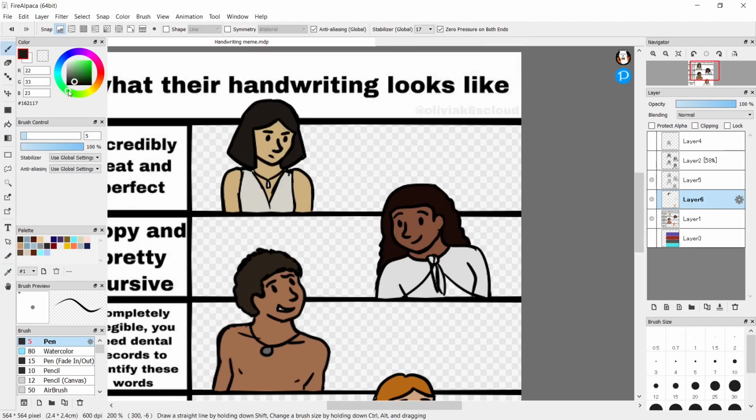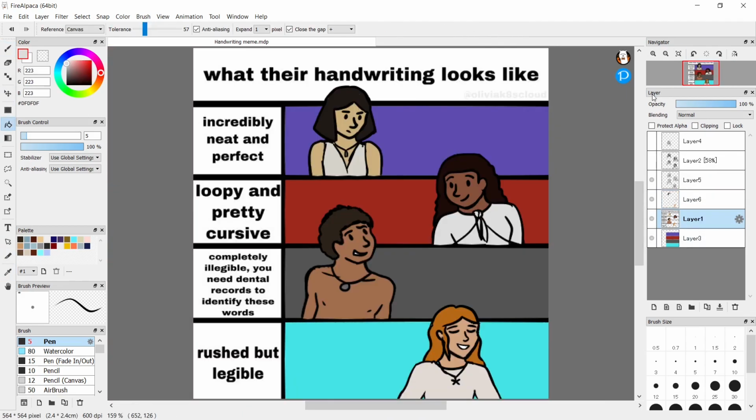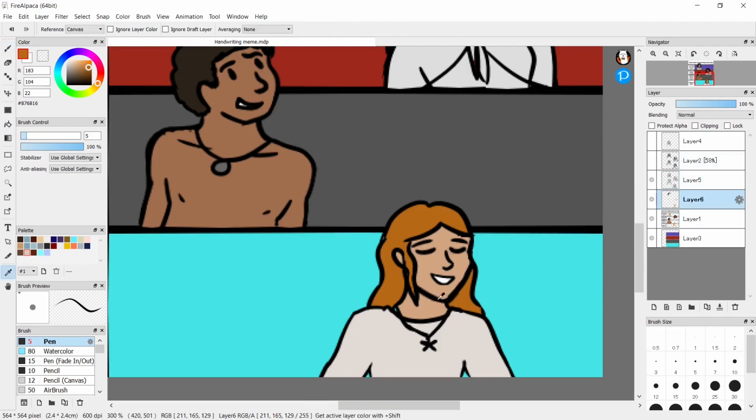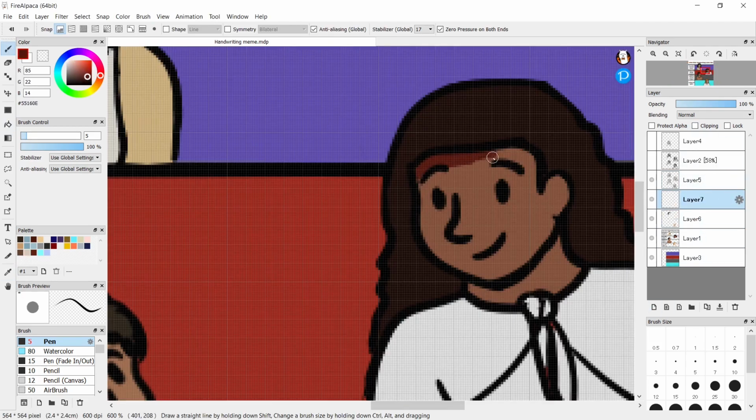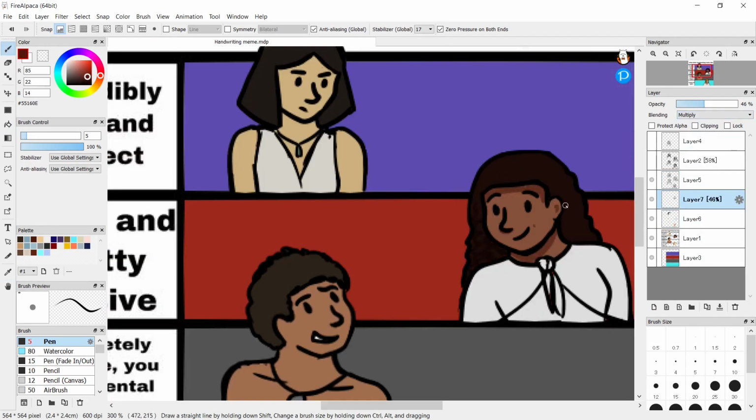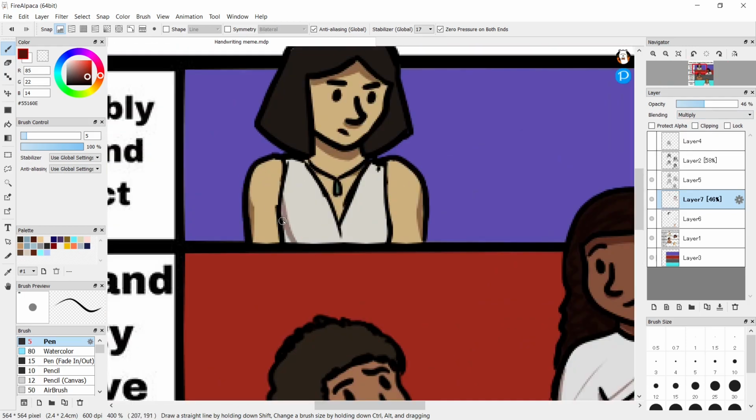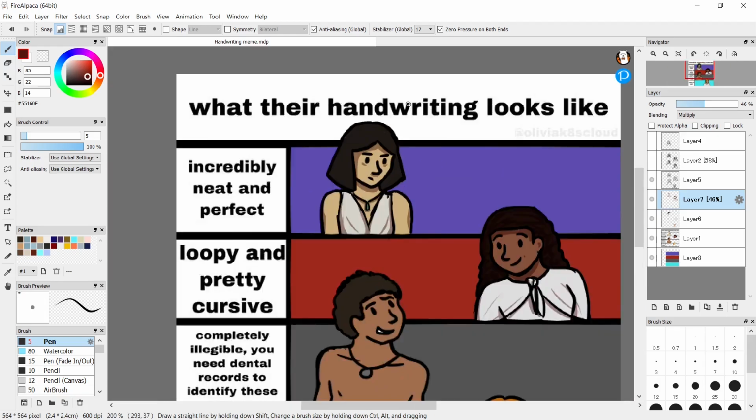For incredibly neat and perfect, well, that just had to be Samat. One thing I've noticed with my own handwriting is that the more anxious I feel, the neater it gets. Usually, especially when I'm procrastinating. And Samat is basically the personification of my anxiety, so that works for her.